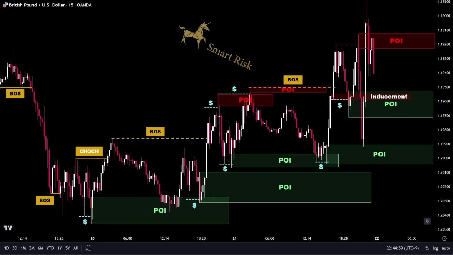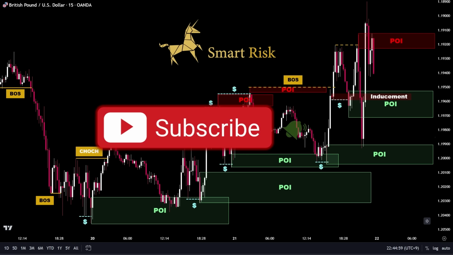Remember that trading is not just about making profits, but also about managing risks and being disciplined. It takes time and practice to become a successful trader, so don't get discouraged by losses, and always keep learning and improving your skills. Keep up the good work, and I wish you all the best in your trading journey.